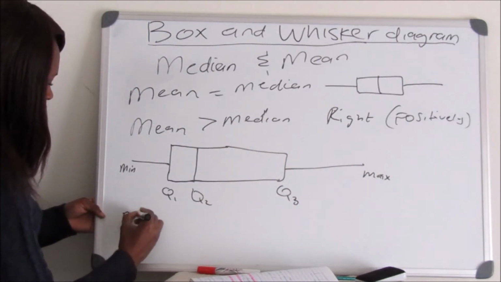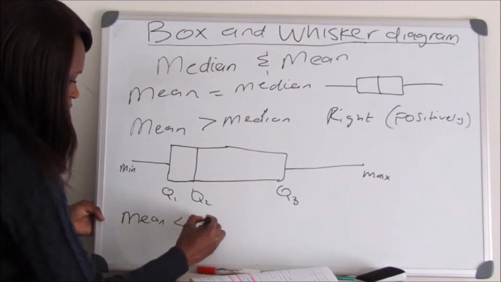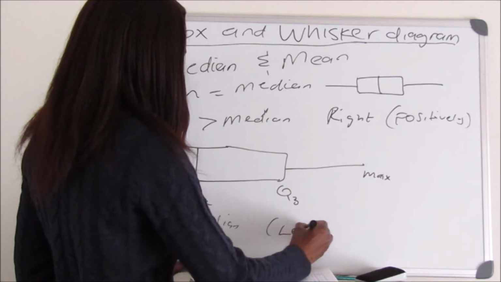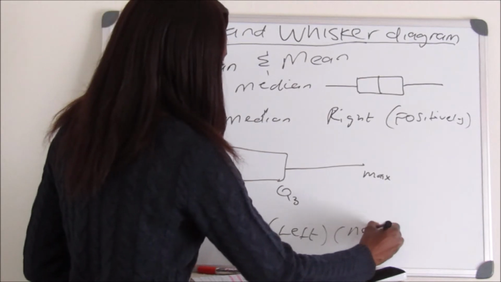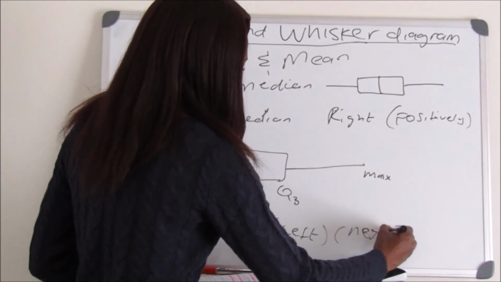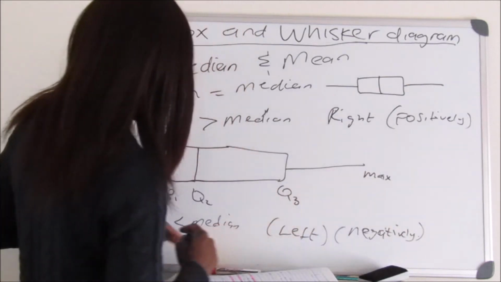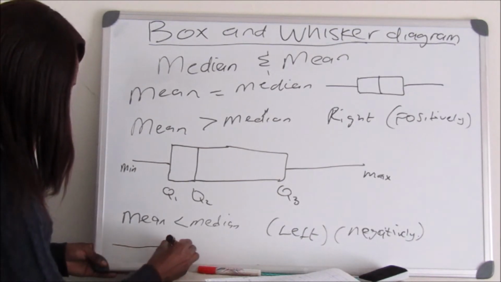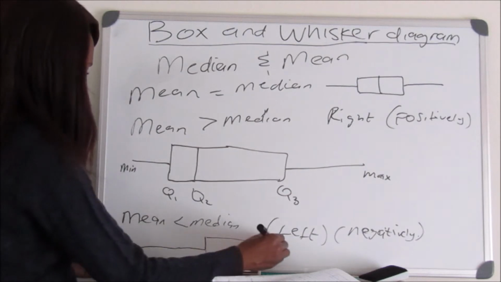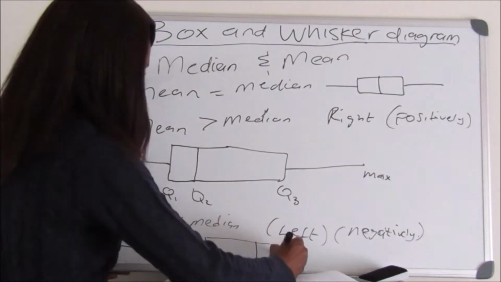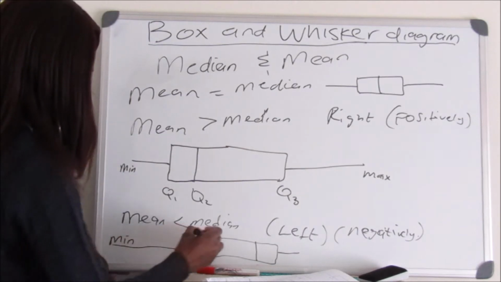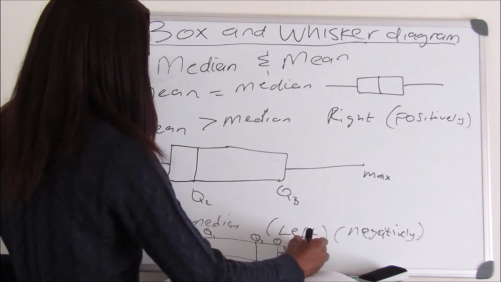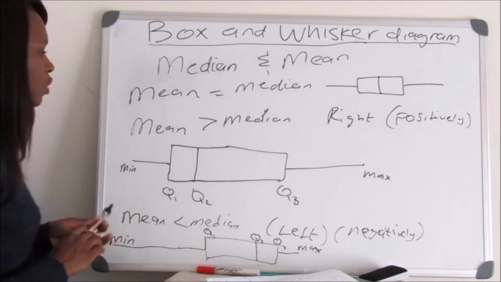Then if your mean is less than your median, then the box and whisker diagram is said to have skewed to the left, which is also negatively skewed. That means that your mean is less than your median. Then your box and whisker diagram will look something like this. It will be bigger this side. This one is your minimum value, this one is your lower quartile, this is your median, this one is your upper quartile, and this one is your maximum value.